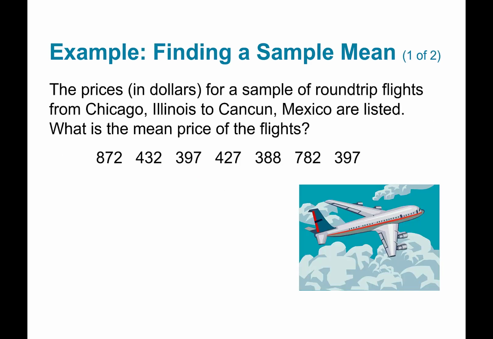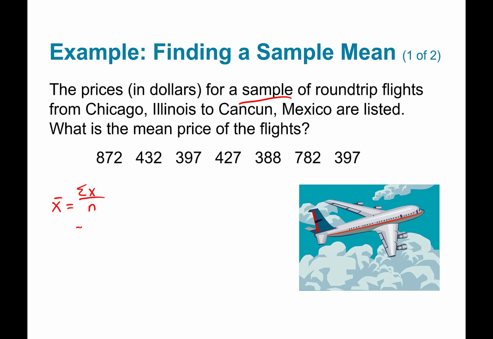So let's look at an example and calculate this sample mean. Prices in dollars for a sample of round trip flights from Chicago, Illinois to Cancun, Mexico are listed. And we want to know what is the mean price of these flights. Remember, to find the mean, in this case we know this is sample data, so our mean is going to be x bar. To calculate the mean, it's always going to be the sum of the data values divided by the sample size in this case, so divided by little n.